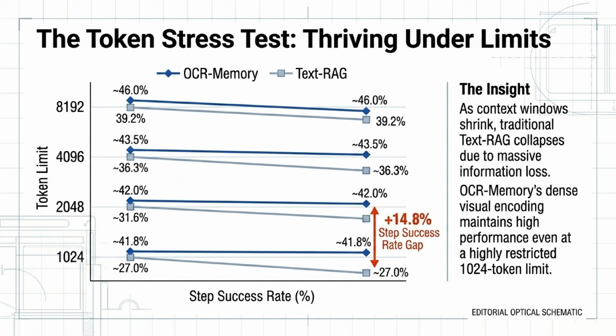We put this to the test in a token stress test, and OCR-Memory thrives under limits. As context windows shrink, traditional text RAG collapses because it loses massive amounts of information. But thanks to dense visual encoding, OCR-Memory maintains high performance. Even at a highly restricted 1024 token limit, we see a massive 14.8% step success rate gap over standard methods.